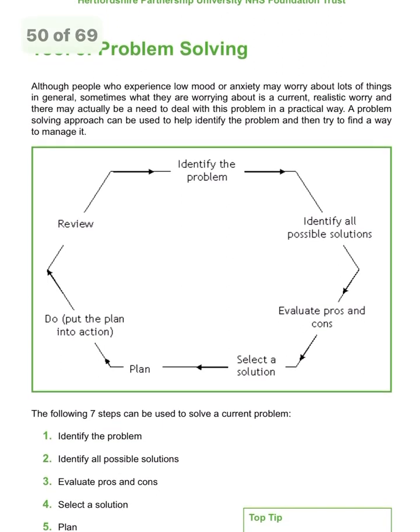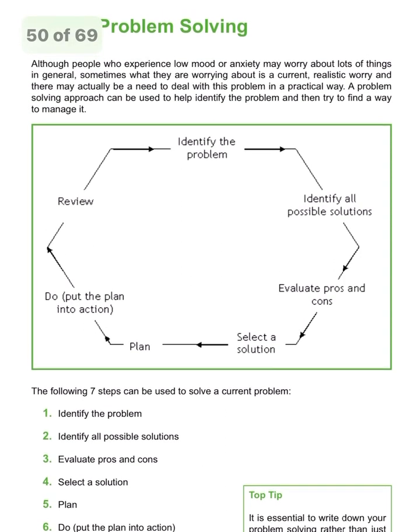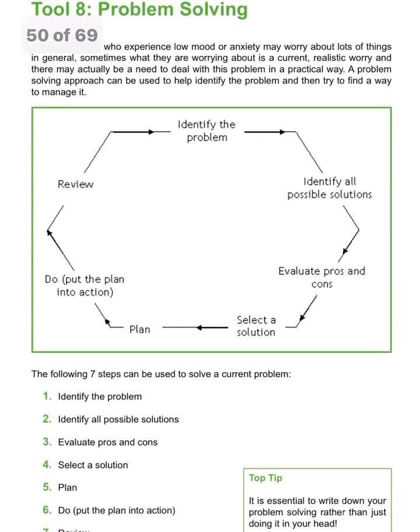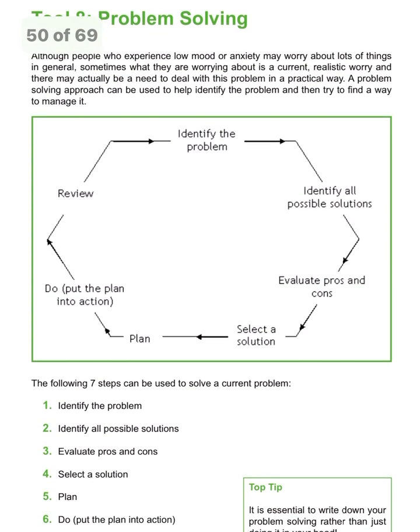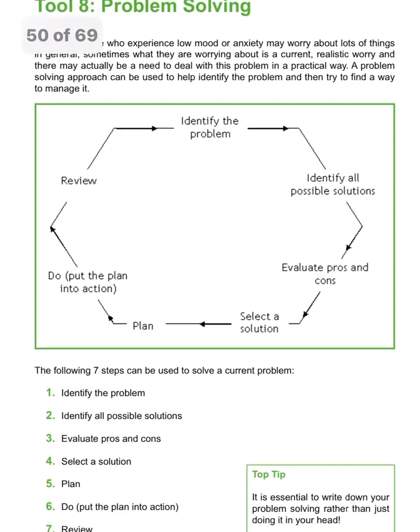So there are 7 steps in the problem solving technique. First, you need to identify the problem. I'm going to discuss this technique and then we're going to take an example. So the first step is to identify the problem. The second step is to identify the possible solutions. Write them down. You have to do it in written form. And then the third one is you have to evaluate the pros and cons of each solution. And then you need to select a solution out of those. And then you plan, then you do it, you put the plan into action, and then you review.